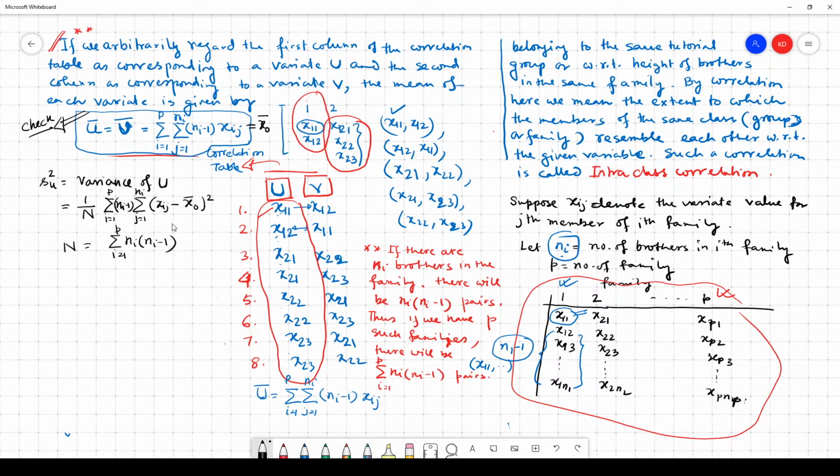Similarly, the variance of V, which is denoted by SV square, is also 1 by n sum over i from 1 to p of ni minus 1, j from 1 to ni, xij minus x bar whole square.